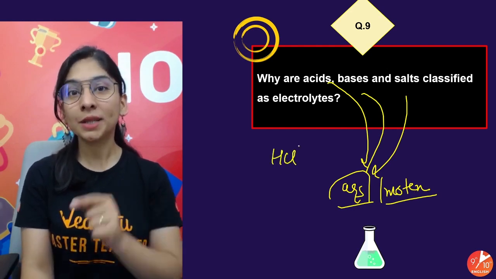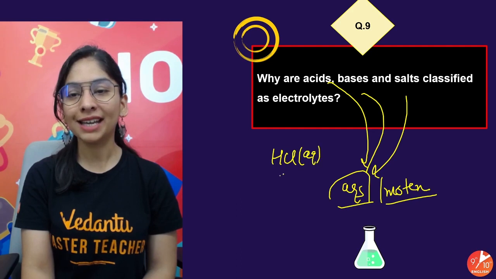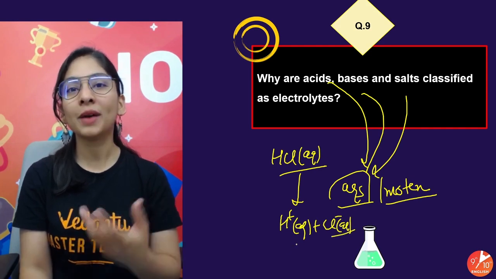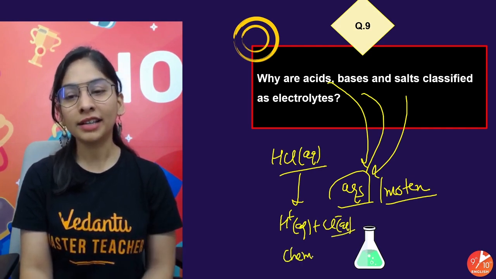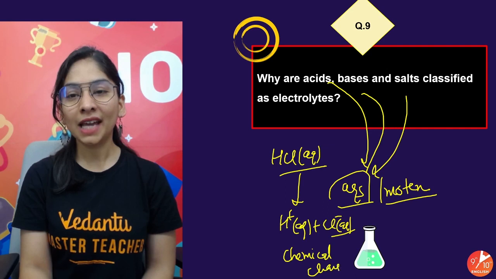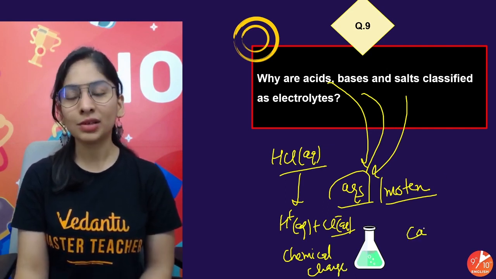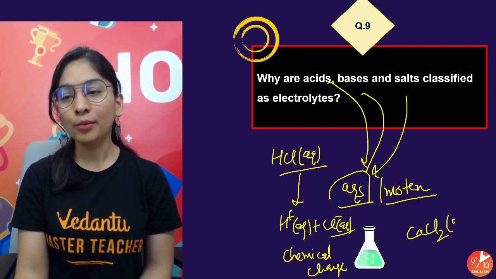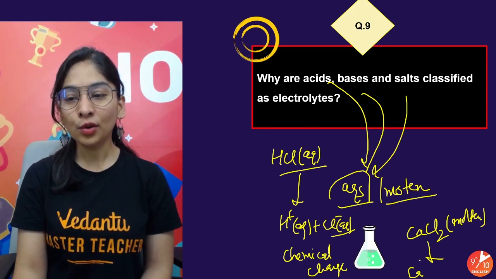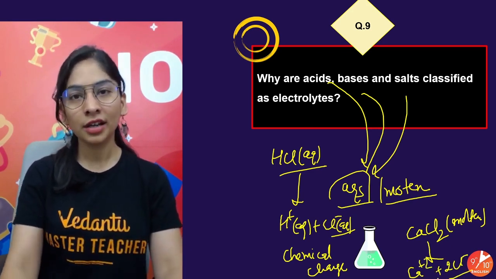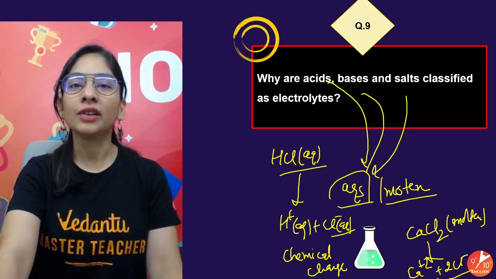You can explain that with the help of an example. Suppose I have taken HCl in the aqueous form. This is going to dissociate into ions which will move towards respective electrodes and bring a chemical change. Same in the case of base, same in the case of salt. You can take other salt also, like suppose I have taken calcium chloride, molten form, and start passing electricity through the same. It will give you ions, and these ions start passing and bringing a chemical change. That's what an electrolyte generally does.